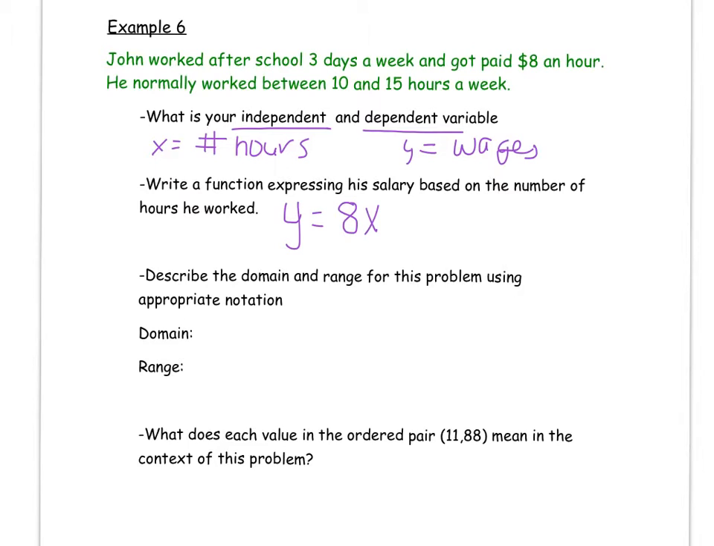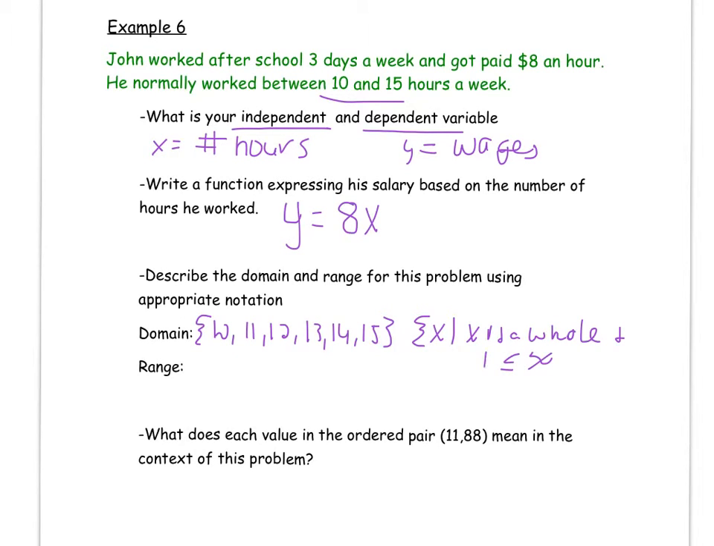So the domain, we could just list. It says up here he works between 10 and 15 hours, so we could just list 10, 11, 12, 13, 14, 15. So we could do that list, or we could do set notation. So x is all real numbers such that x is a whole number, and it has to be greater than or equal to 10, but less than or equal to 15. So we could do it either way.